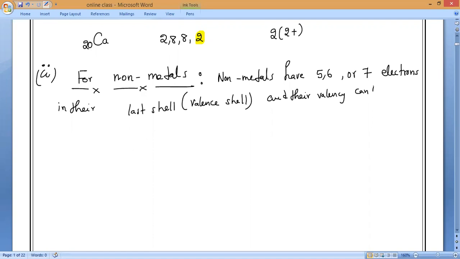Can you tell me when an atom will be stable? I told you so many times. Anybody? When will an atom be stable in nature? 8 valence electrons. When it has 8 electrons in its valence cell, it will become stable in nature. Yes or no, everybody? So, their valency can be calculated.